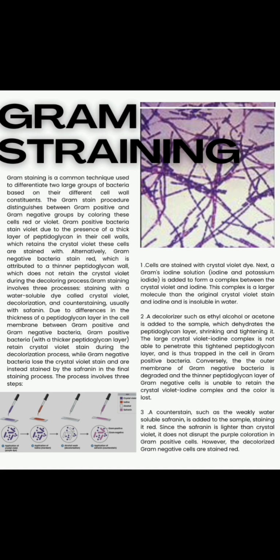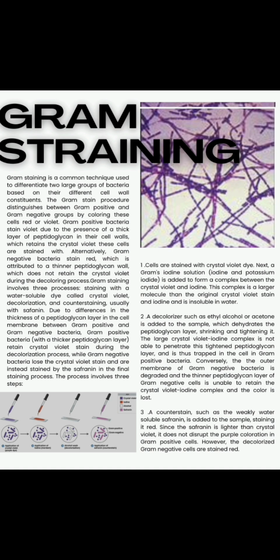In this video, I am going to talk about gram staining. Gram staining is a common technique used to differentiate two large groups of bacteria based on their different cell wall constituents. The gram stain procedure distinguishes between the gram-positive and gram-negative groups by coloring these cells violet or red. Gram-positive bacteria stain violet due to the presence of a thick layer of peptidoglycan in their cell walls, which retains the crystal violet.